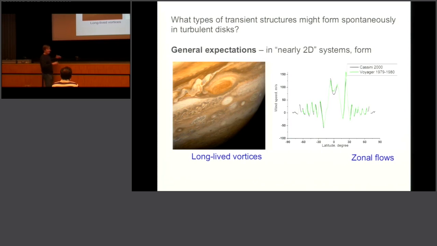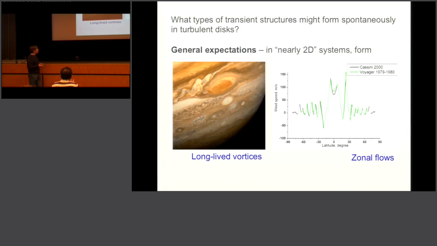Jupiter is obviously a three-dimensional system, but the pressure scale height of the atmosphere is, of course, a very, very small fraction of the radius of the planet. So if you consider the atmosphere at a particular pressure scale height, that's very well described as a two-dimensional system. And in that kind of system, you can have these very long-lived vortices. Here's Jupiter's Great Red Spot, which has been sitting there for hundreds of years. There's discussion about how it might evolve in the future, but it's clearly a very long-lived system compared to the natural timescales of Jupiter.